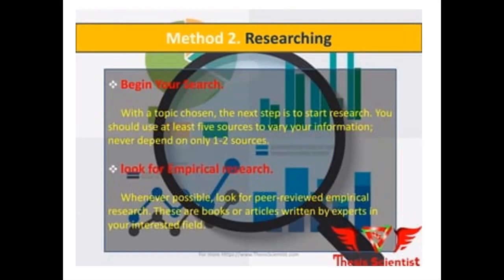Look for empirical research, right? Empirical research means practically done research with examples, without depending only on theory, right? What is really done? Peer-reviewed papers. Whenever possible, look for peer-reviewed empirical research that has already been done, practically done, rather than depending on theory. These are books or articles written by experts in your interested field.